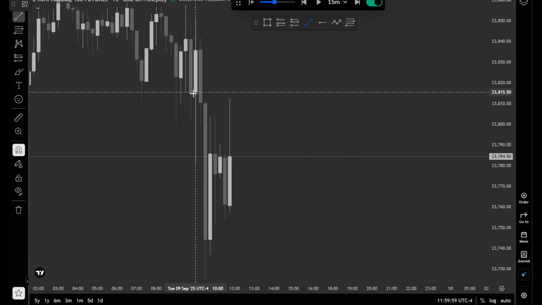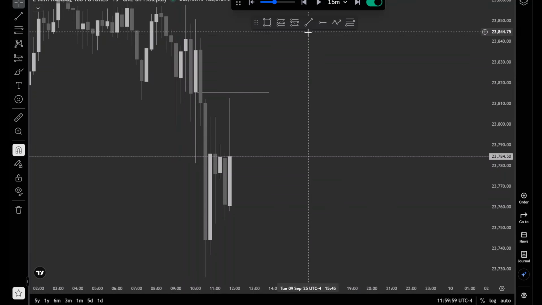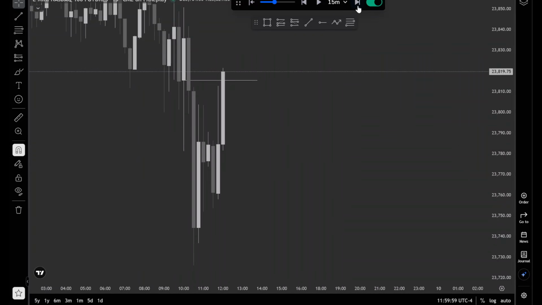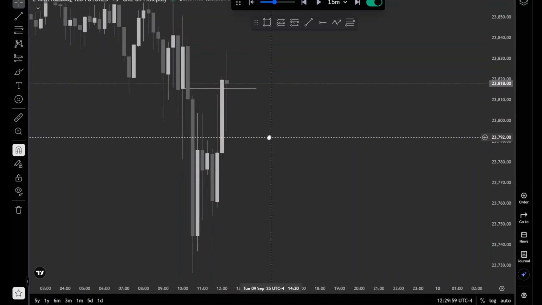But the problem with this setup is that this will be our key level, right? This is our order block, and price never manipulated to it, so I think it's invalid, and thus it's not a good setup to take. I would never take this. Yeah, as you can see.